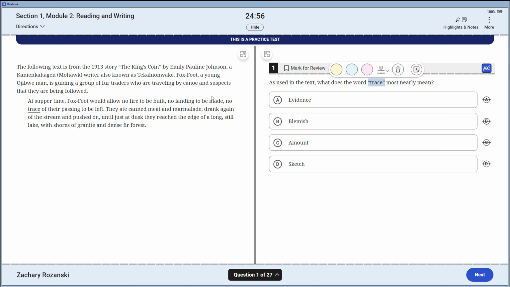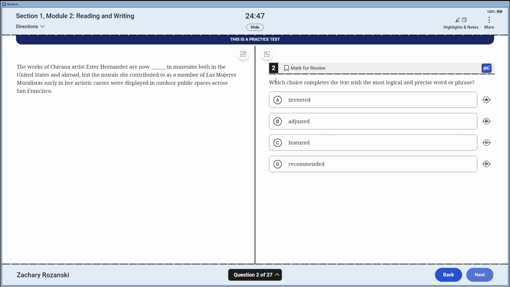What does trace most nearly mean? No landing to be made, no trace of their passing to be left. Nobody found them, no evidence. You crashed, but no dents. You left no evidence. On the next one, the works are now, where's my signal element?